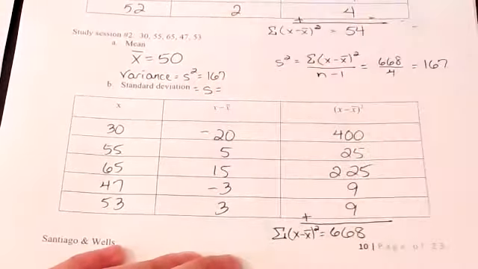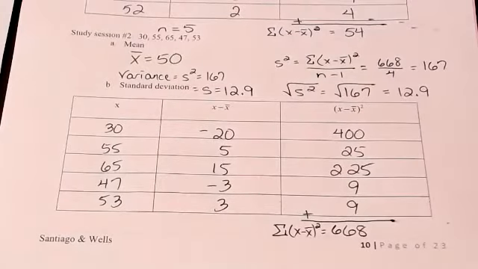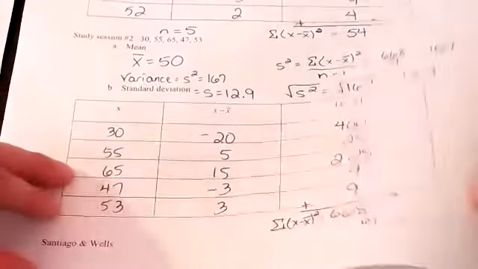The fancy E, don't sweat that. The fancy E just means sum, right? Add them all up. So this says, hey, add all of those squared differences. So all we do is 400 plus 25 plus 225 plus 9 plus 9. That's all that fancy E means. It's just saying, can you add all those up for me real quick? Does that help, Sarn? Okay, excellent. Any other last questions for me before we move into the empirical rule? All right, let's turn the page.